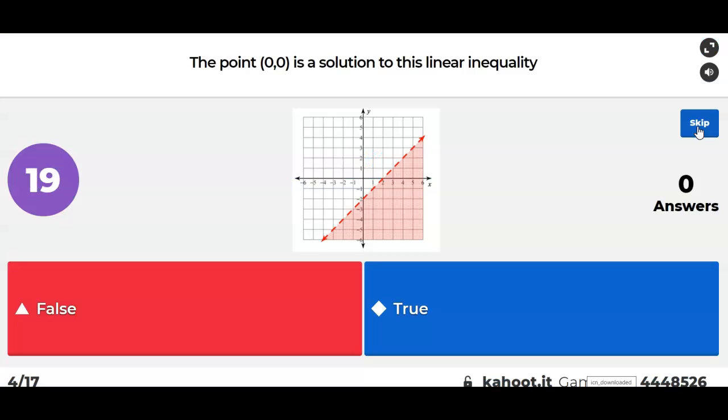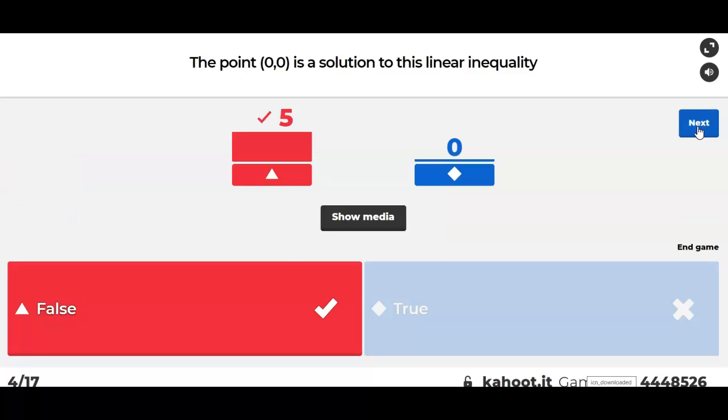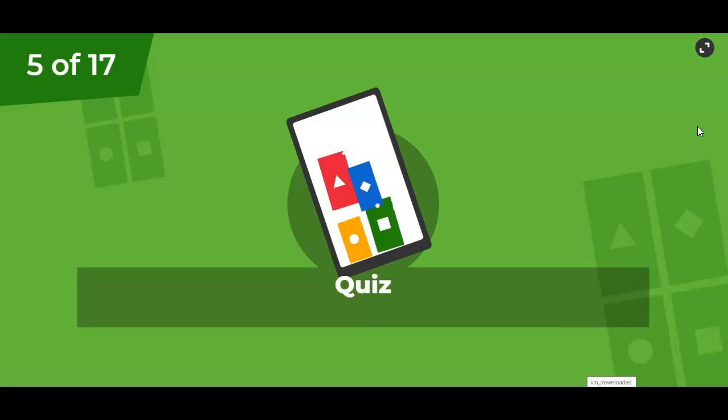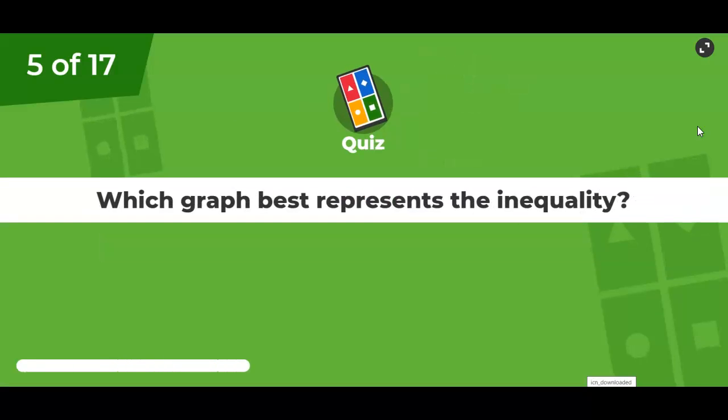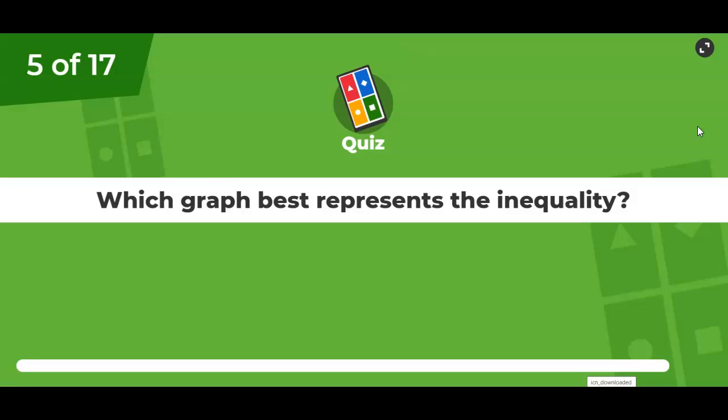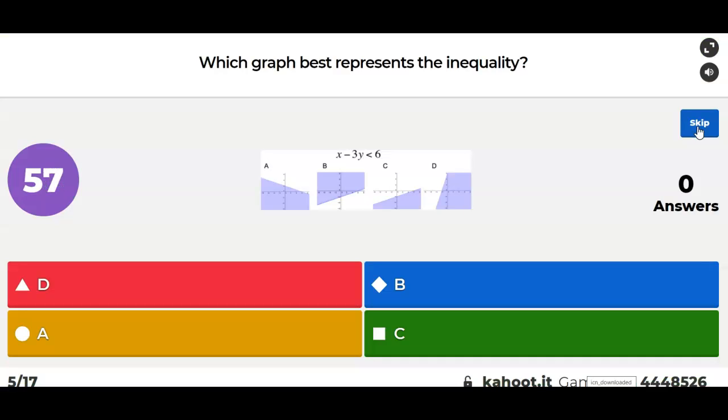Is the point (0, 0) a solution? Excellent. (0, 0) was not in the shading, therefore not a solution. Okay, which graph represents the inequality?